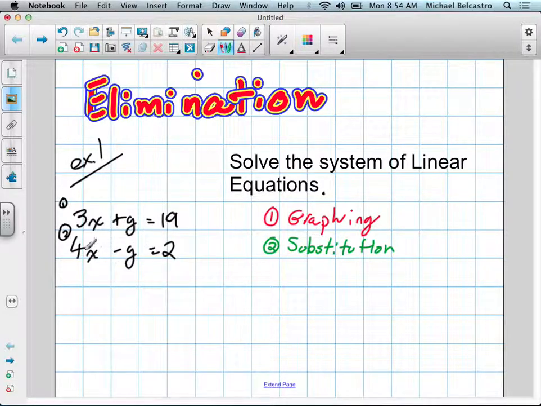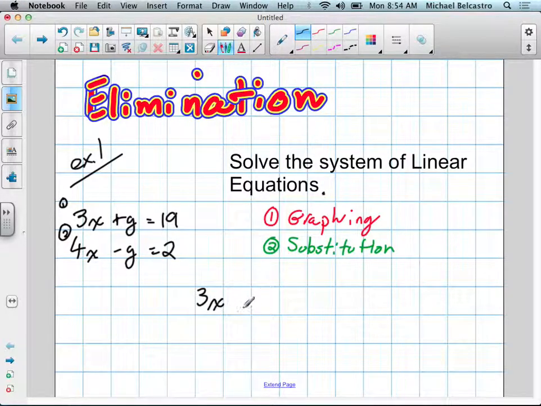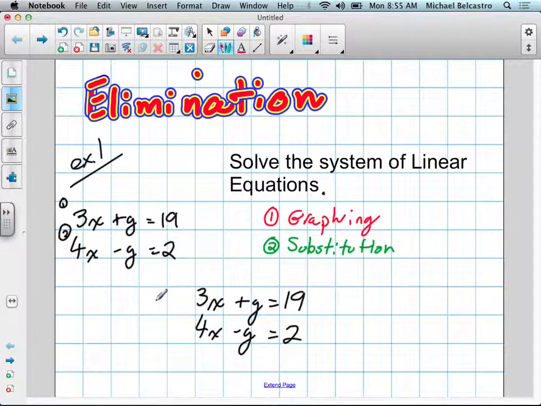Okay? So, when looking at this, the first thing that needs to happen is I need to make sure the coefficients in front of the variables are the same. So I'm going to rewrite these. I have 3x plus y equals 19, and 4x minus y equals 2. Okay? Now, looking at the coefficients, are any of the coefficients in front of the variables the same? Yeah. The negative one and the positive one. Okay, they both have 1. That's what I was looking for. You're right, the signs are different, but I wanted to know the value of the coefficient.